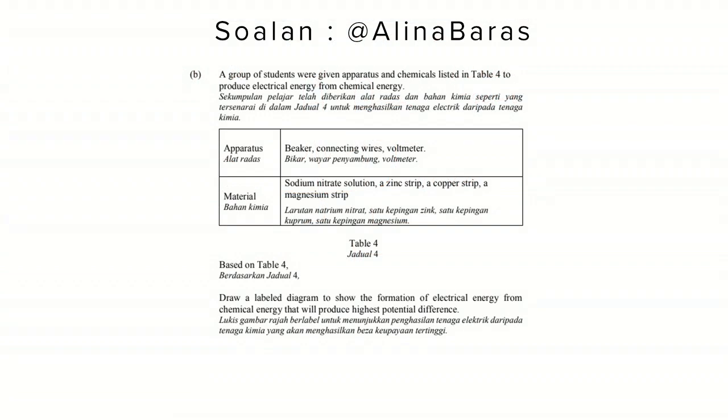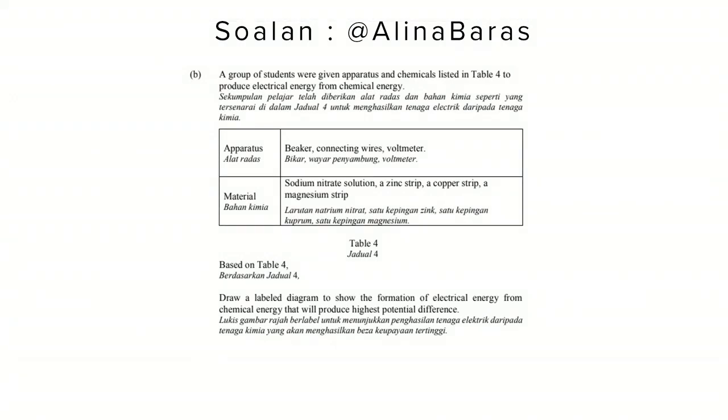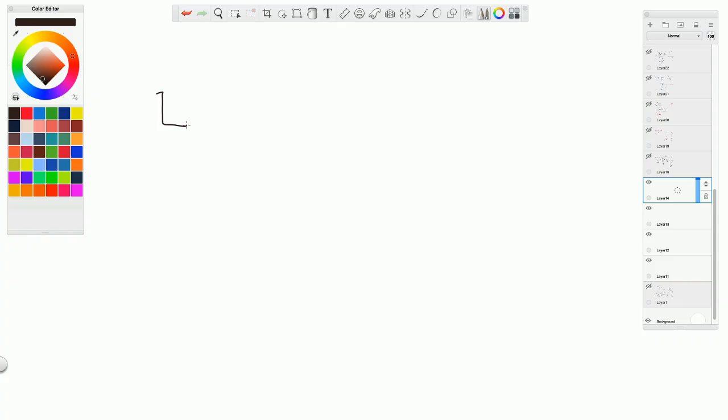A group of students were given apparatus and chemicals listed. Okay, so kamu diberi beaker, wayar, voltmeter.